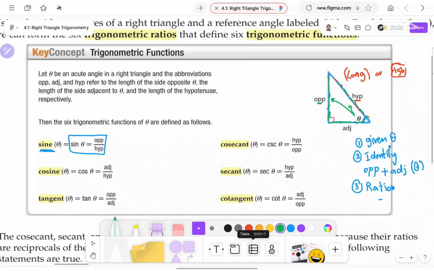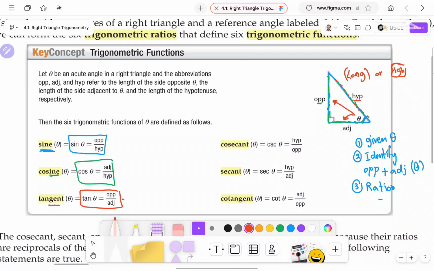Now the cosine is adjacent over hypotenuse, which means, regarding the given theta, we look at the adjacent, then we look at the hypotenuse. This is for the cosine. Now for the tangent, it's opposite over adjacent based on the theta. Opposite is this side from theta, and adjacent is the other side.